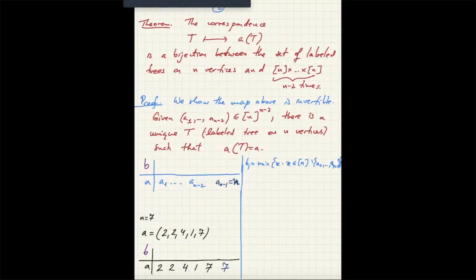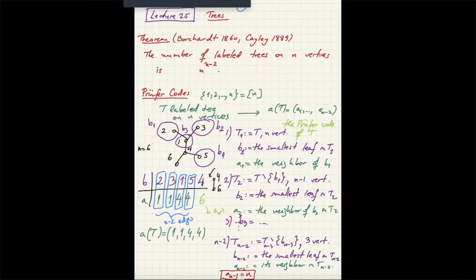So in our situation, this b1 goes in this position. What is the smallest element that doesn't belong to the second row? That's going to be 3. So that gives us the first edge: we have an edge between 3 and 2. Now, what happens at the next step?